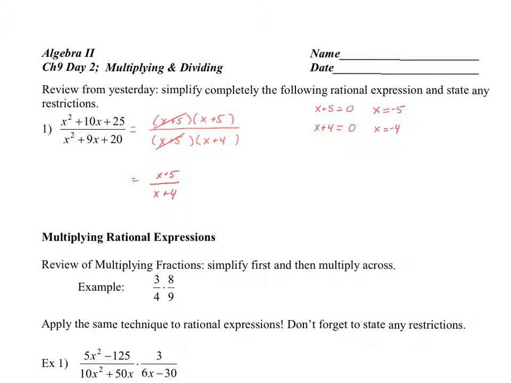Some students might ask, hey, can we cross out those x's? No, because they're part of a larger expression. So those are not eligible. Again, only factors can be canceled. So my final answer would be x plus 5 over x plus 4, with the understanding that x cannot equal negative 5 and x cannot equal negative 4. Okay? So now let's take a look and see how this relates to multiplication and division.